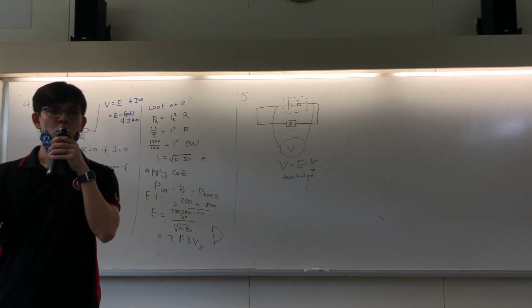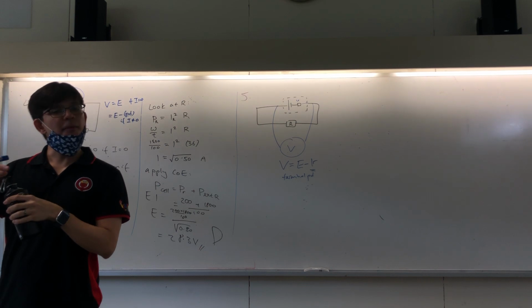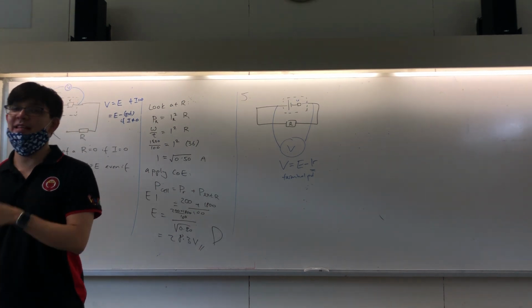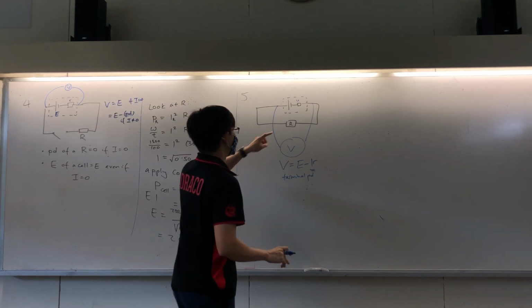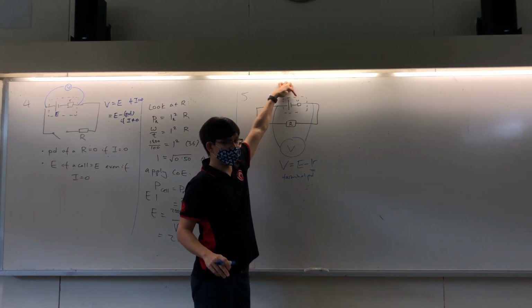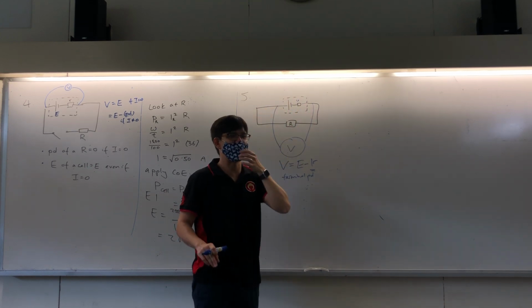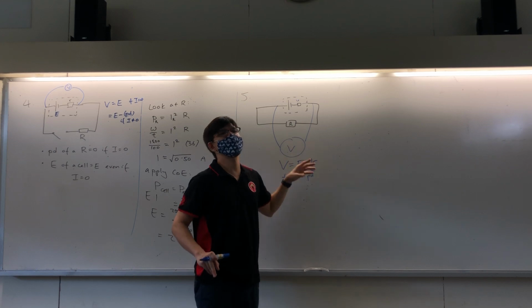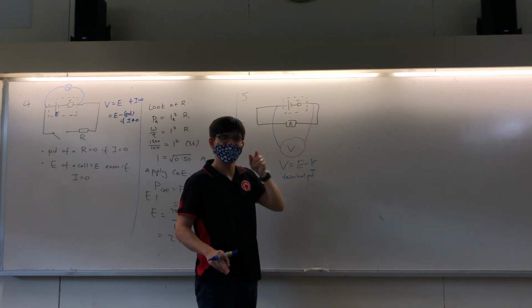So terminal PD is only including the EMF, nothing else, even the external sources. Yeah, so the terminal PD doesn't depend on the external circuit. But it will actually, because the external circuit will change the current, and that will cause the PD drop because the internal resistance will change. So it does depend on the external circuit, but it doesn't drop because of the external circuit, it drops because of the internal resistance.